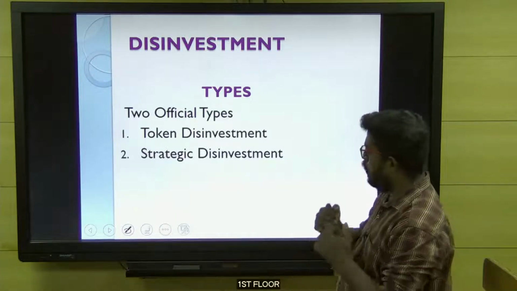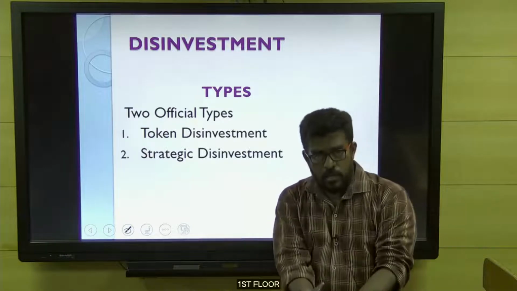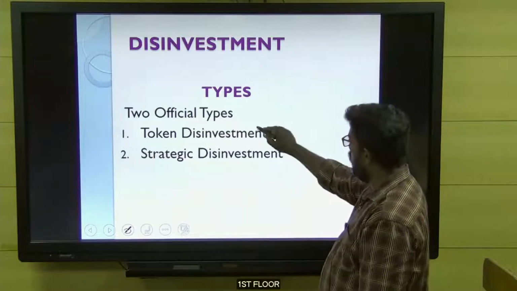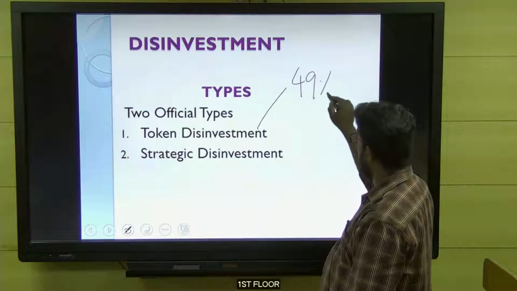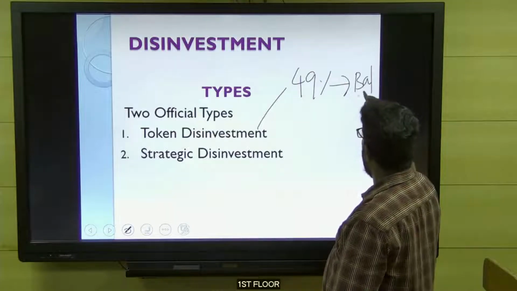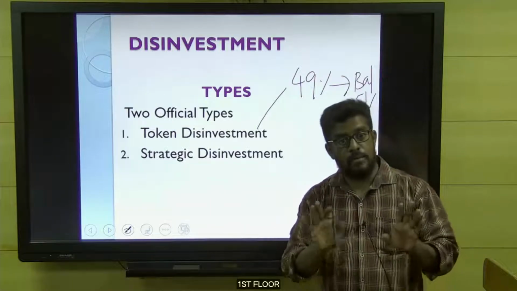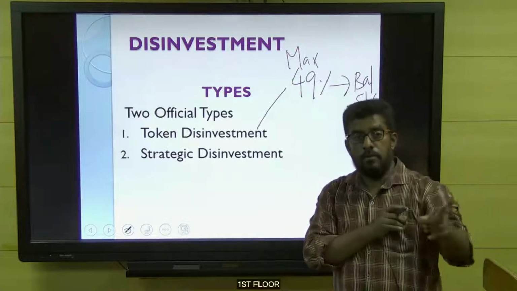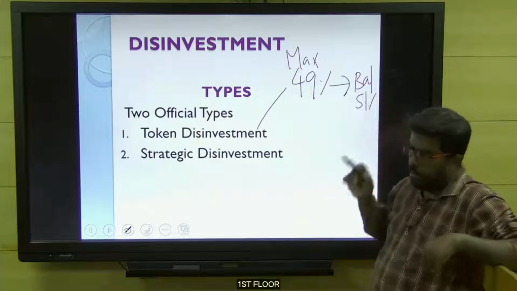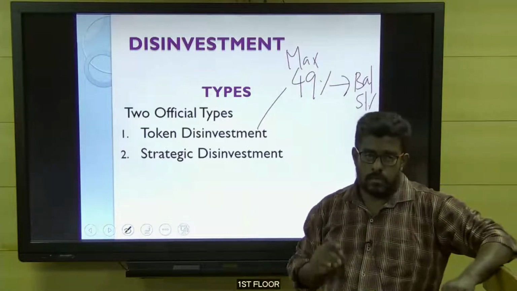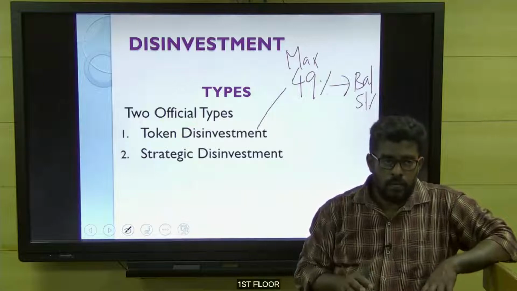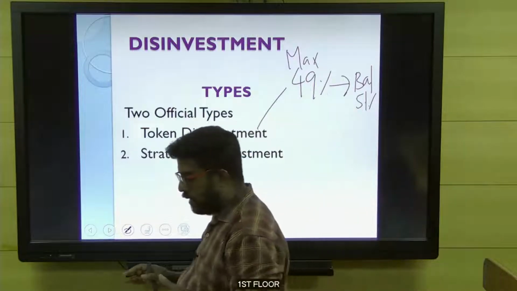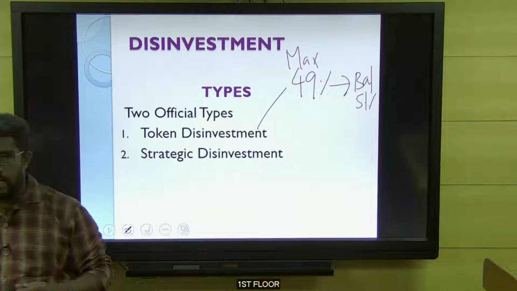In token disinvestment, the maximum level of disinvestment you will do is only up to 49%, which means the balance 51% will be retained by the government. The government will sell a maximum of 49%, not a minimum, a maximum. That is called token disinvestment. The balance 51% is retained by the government.